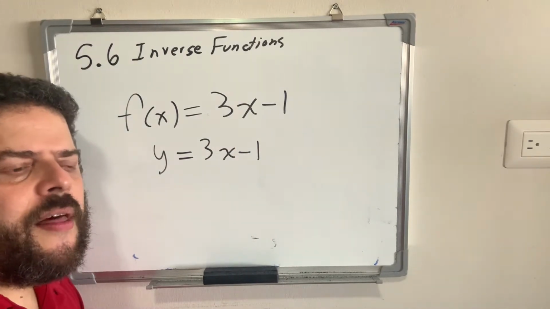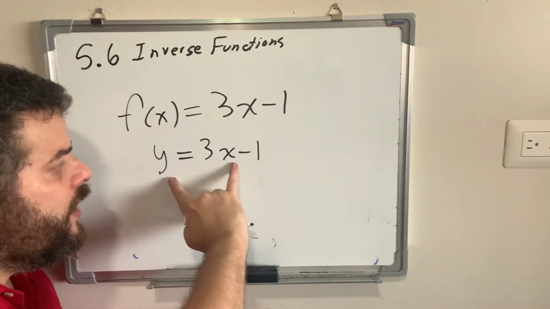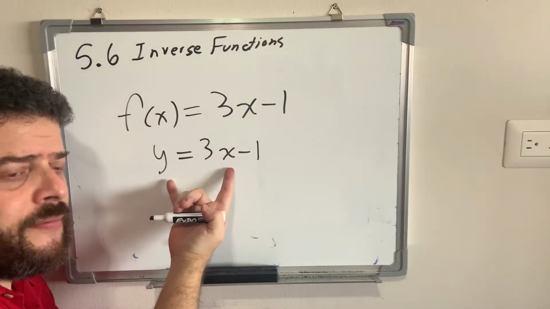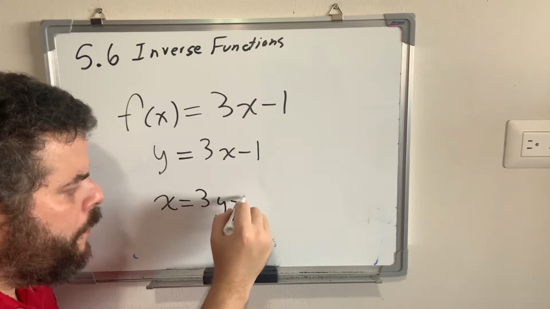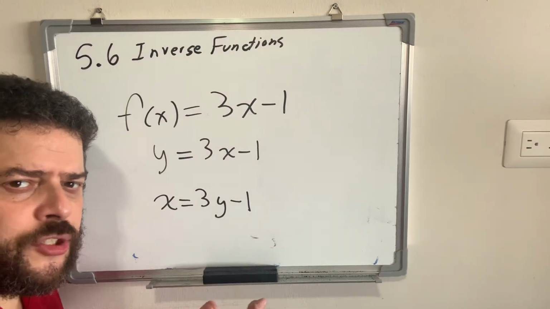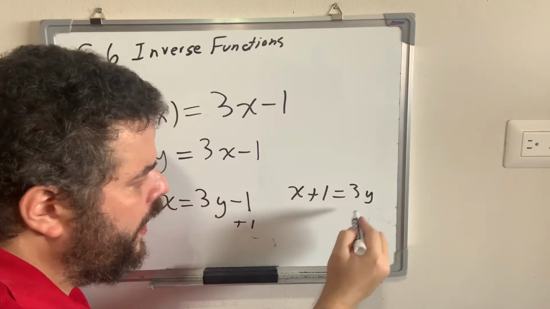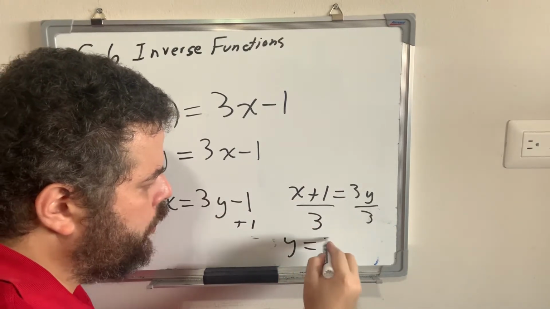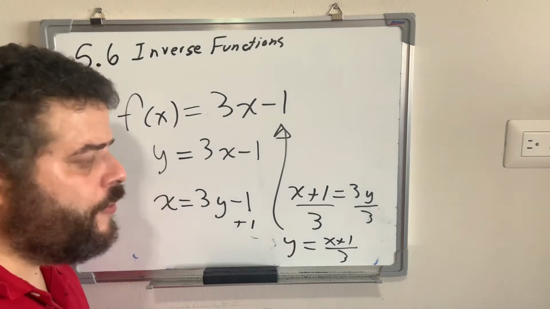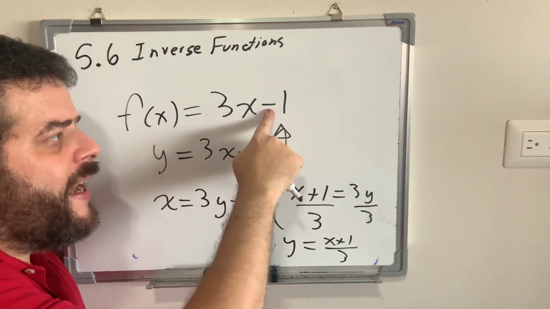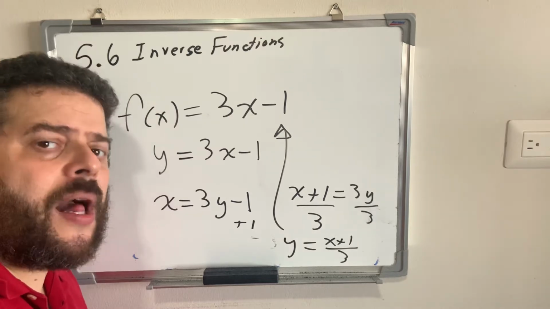Step 2 is the step that most students forget, and it's the easiest. Step 2, all you have to do is switch your y's and your x's. That's all you have to do. Switch your y and your x. X equals 3y minus 1. And now you isolate your y and you're done. You add 1, so it becomes x plus 1 equals 3y. Then you divide by 3. So y equals x plus 1 over 3. That is the inverse of this. And if you can see, here I'm multiplying by 3 and subtracting 1. Here I'm adding 1 and dividing by 3. Pretty much the actual opposite, inverse.